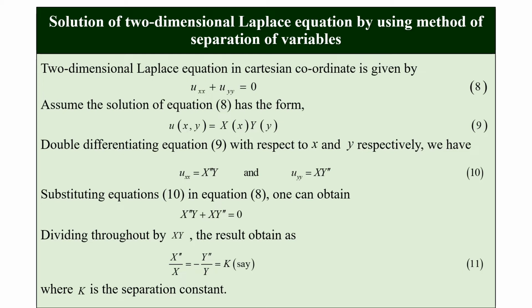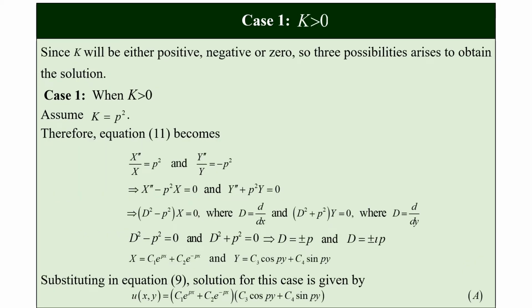Now, here the value of k will be either positive, negative or 0. So three possibilities arise to obtain the solution. First case, when k is greater than 0. Let us assume the value of k to be equal to p square. If p is negative, then again k is positive. Therefore, equation 11 becomes, here we substitute the value of k equal to p square.